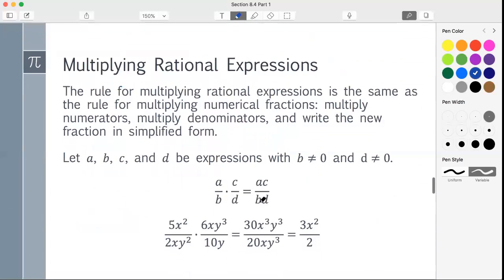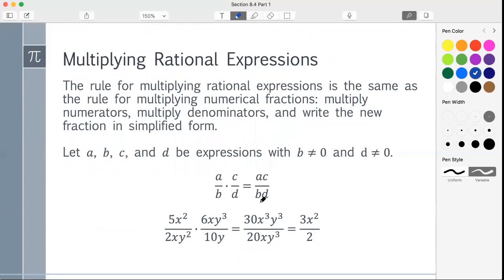All right, next concept here, we're going to multiply rational expressions. So what's cool is when we multiply rational expressions, it's the same thing that we do when we multiply fractions. We multiply across. Multiply numerators and multiply the denominators. And then always simplify your answer. So multiply across A times C, multiply across B times D. Same thing as shown here. You just multiply across and then simplify your answer.